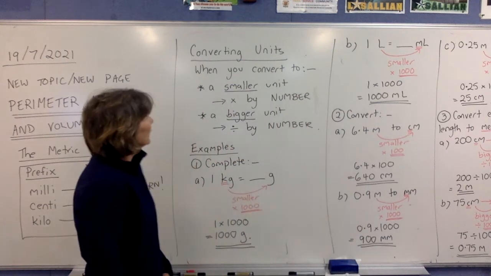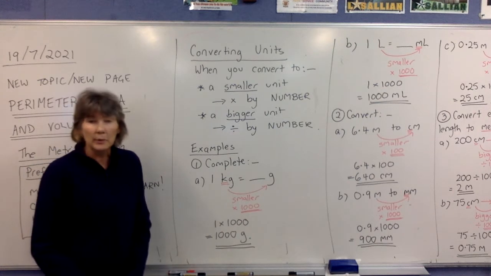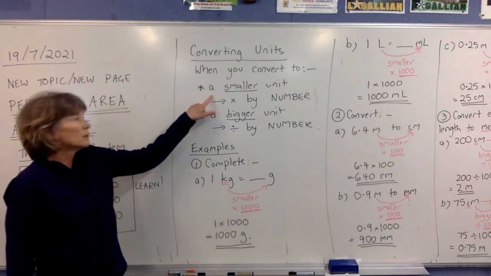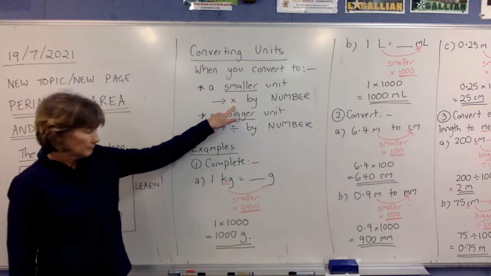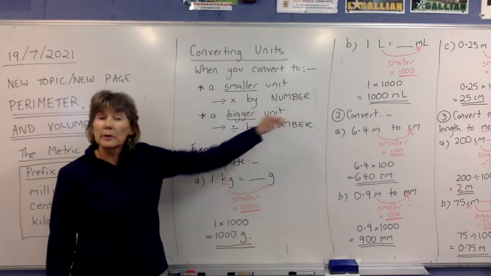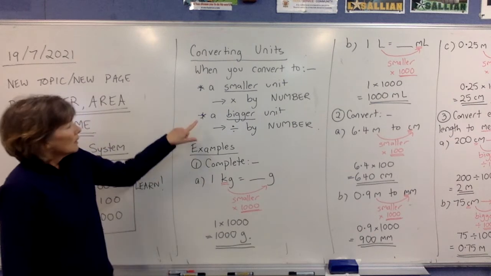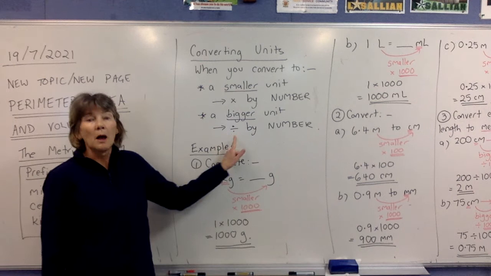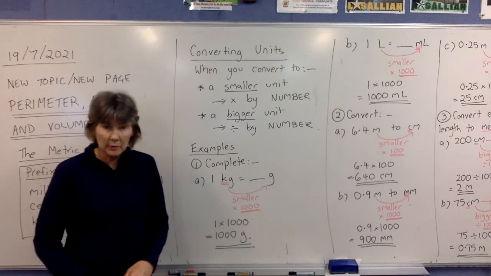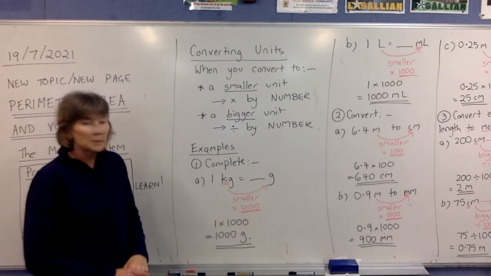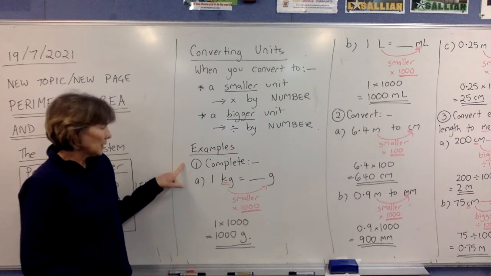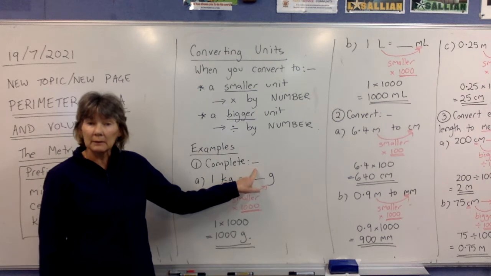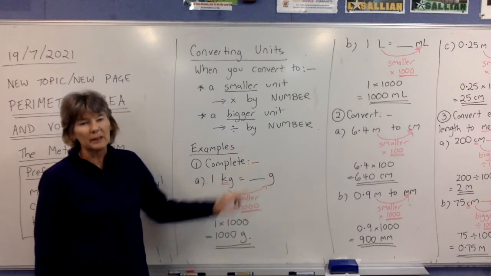Okay, so when we're converting units from one thing to another in the metric system, if you convert to a smaller unit, you're going to be multiplying by whatever the number is that the prefix tells us. And if you're going to a bigger unit, you're going to divide by whatever the number the prefix tells us. So we're going to start some examples now. So at the beginning here, we're going to complete, in other words, fill in the blank here. All right, we're just going to get that number and write it at the end.